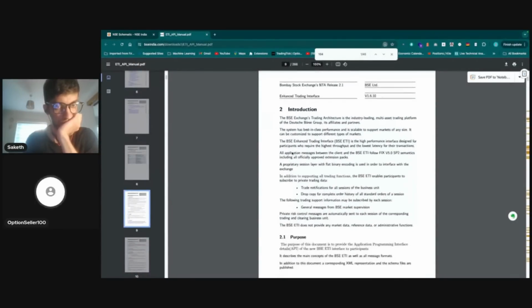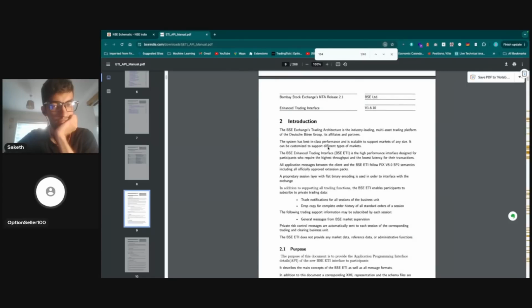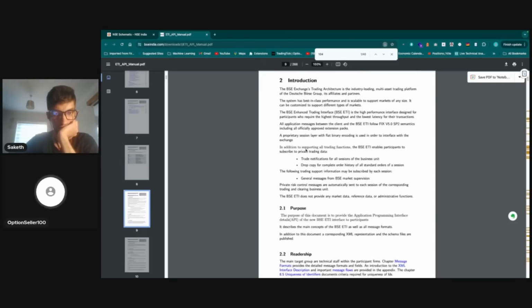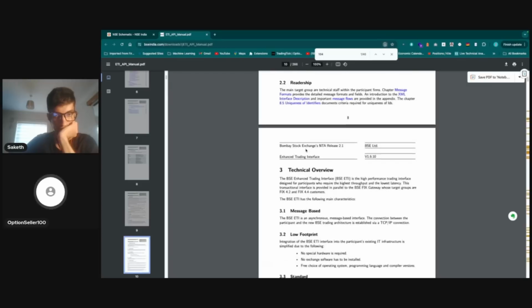They have a very comprehensive document called the Enhanced Trading Interface. Just for information, BSE in fact uses Deutsche Börse Group, which is a German trading company. I think they do a lot of exchange related software, so they use their infrastructure. But there are a couple of things I really wanted to bring to your notice.